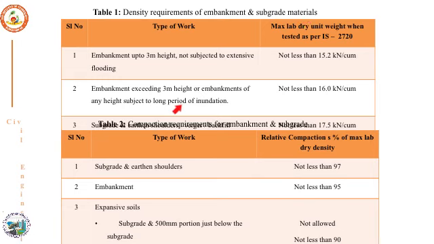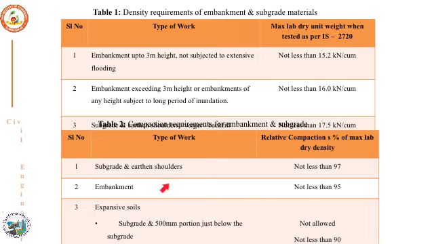So depending upon the type of the work, you have to get the minimum required lab density. If the embankment is up to height 3 meters and not subjected to excessive flooding, the laboratory density obtained should not be less than 15.2 kilonewton per meter cube. And similarly, for various conditions, what should be the lab density for the material is given.